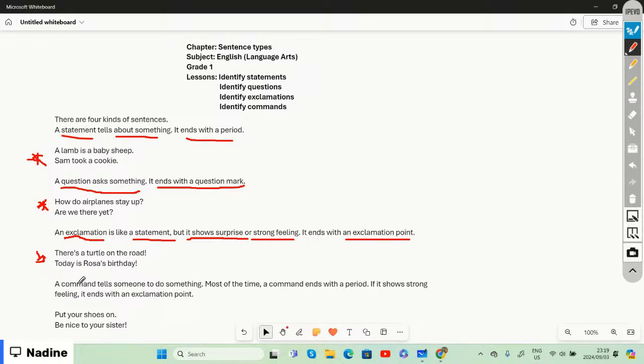And then we have a command, and a command tells someone to do something. So it's like you're requesting something, right? I'm not saying it's a command as in you should do this now or else. No, not that command. Even if a teacher tells you to complete your homework, or to read a chapter for the next day, that means your teacher is telling you to do something. That is a command.